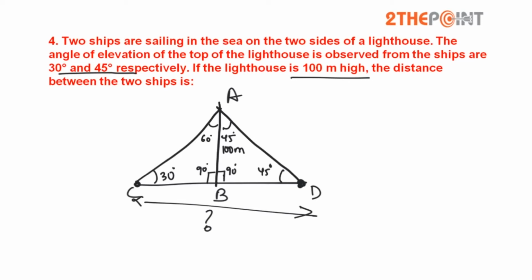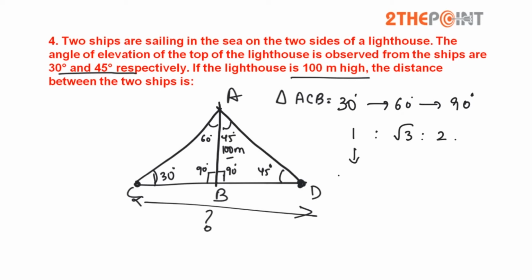Consider half of the triangle, that is ACB, and we have 30 degree, 60 degree and 90 degree. The ratios of this are 1 is to root 3 is to 2, and we know that opposite to 30 degree we have 100 meter, that is 30 degree is 100 meter. We have to find the opposite side of 60 degree, that is nothing but 100 into root 3, and opposite of 90 degree is nothing but 200 meter, 200 and 100 root 3.